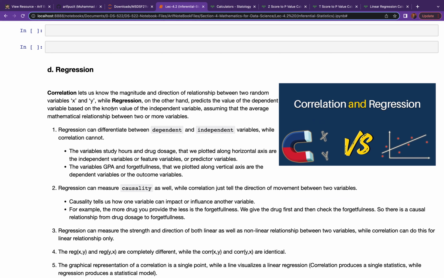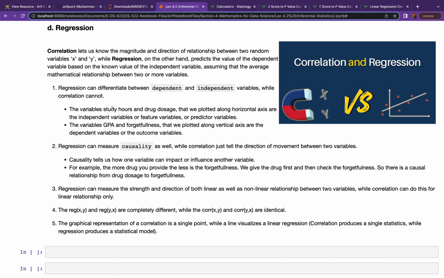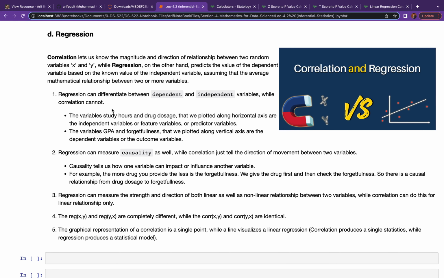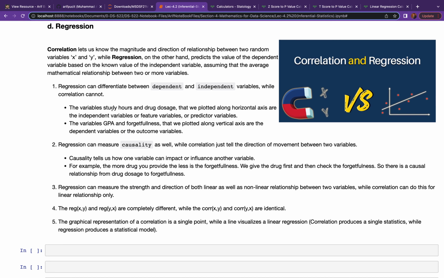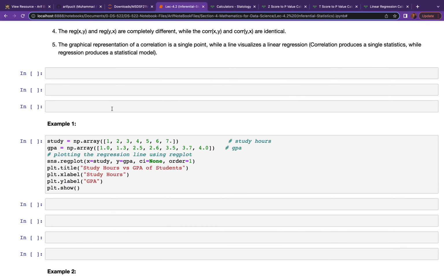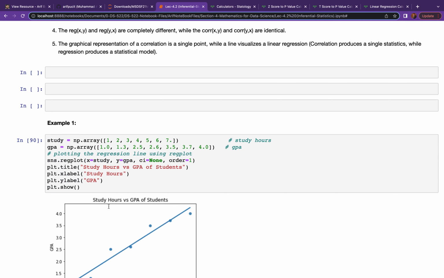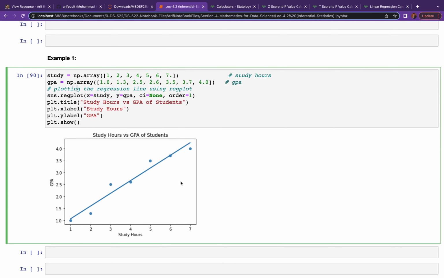Let me move on to the regression. Let's dig deep in the concept of regression analysis. And before I dive deep, let me give you a brief comparison between the correlation that we have seen above and the regression. Let me straight away move on to an example again. The study and the GPA dataset. Let me execute it and show you a graph. Great.